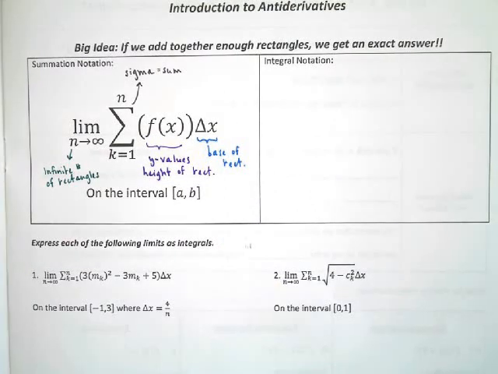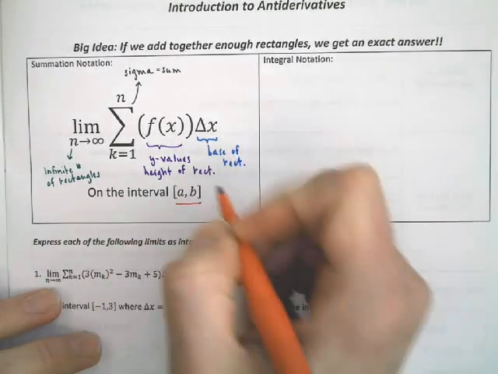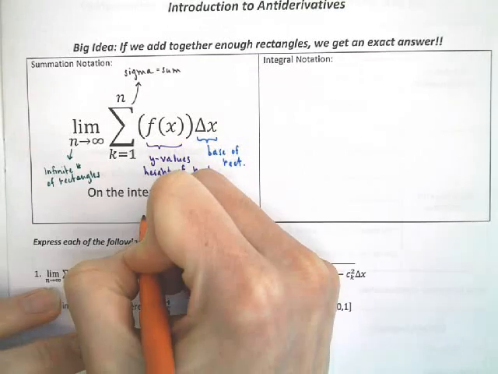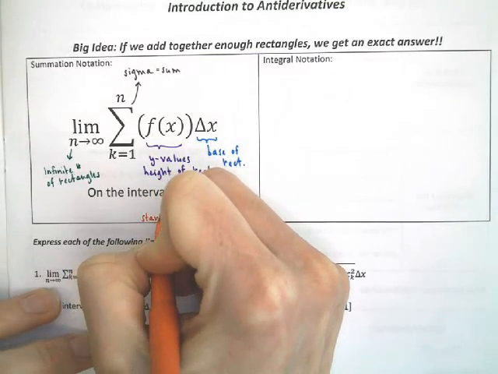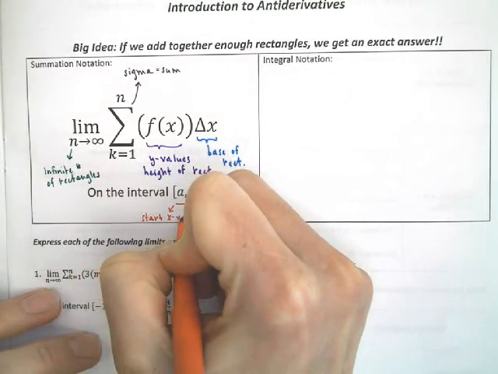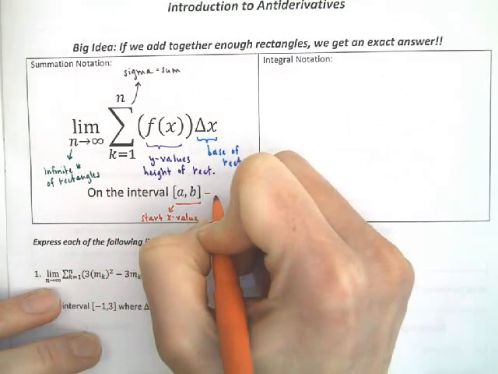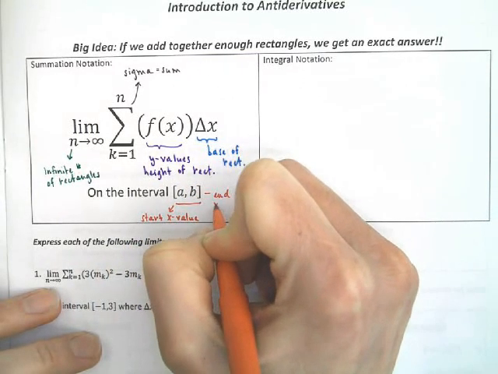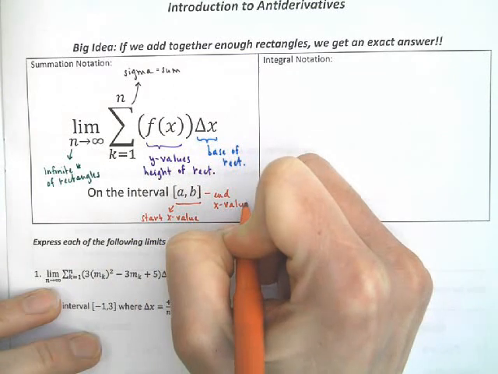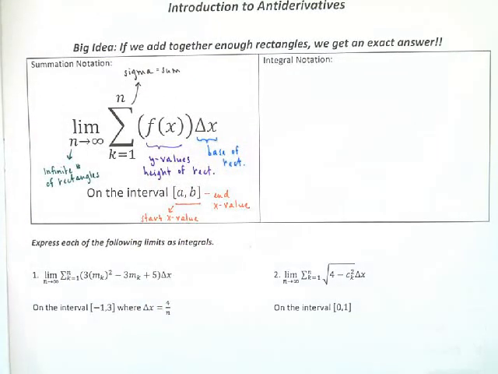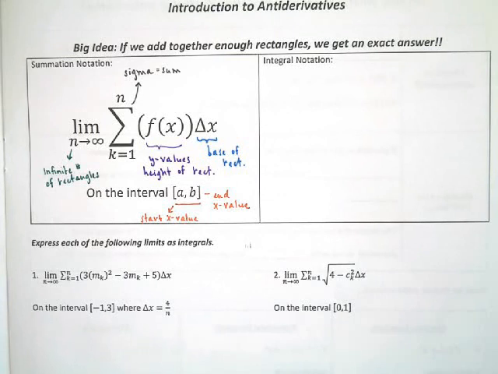And then just like we said before, this is just giving us the interval. It's telling us the starting value of x and our ending x value. So it's just telling us what is the interval that we're dividing up into all these rectangles. So this is how we use summation notation to represent adding up an infinite number of rectangles to find the area between a curve and the x-axis.